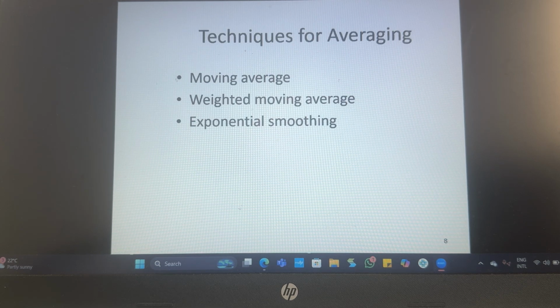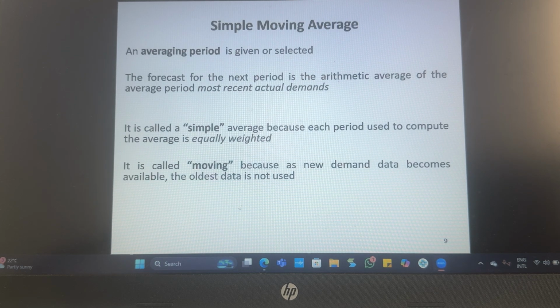And the techniques for averaging, as I told, Inoka also asked about: moving average techniques, the weighted moving average, and also exponential smoothing. This is simple moving average, and the average period is given or selected. You can select as a researcher, or else it can be a given number.